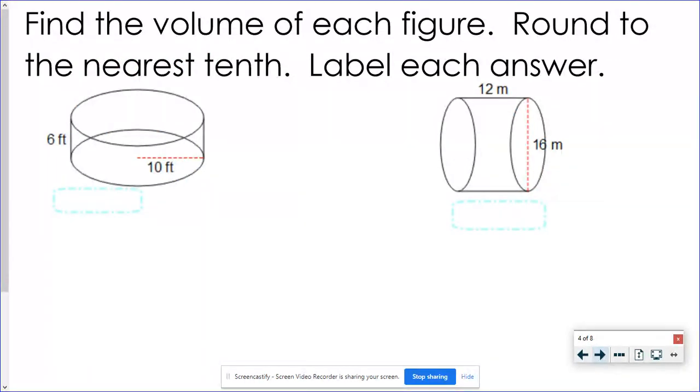So for these problems, you're going to want to have a calculator handy, and I've got to go grab one right now.